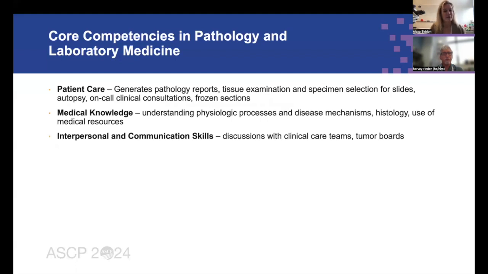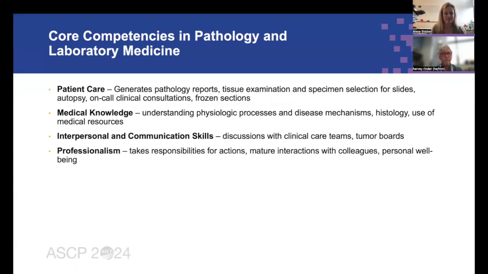When we apply pathology and lab medicine to interpersonal and communication skills, there we're talking about our residents discussing patients with our clinical teams, so other attendings, other residents, and different services. They're presenting at tumor boards. So they're doing multidisciplinary care for our patients.